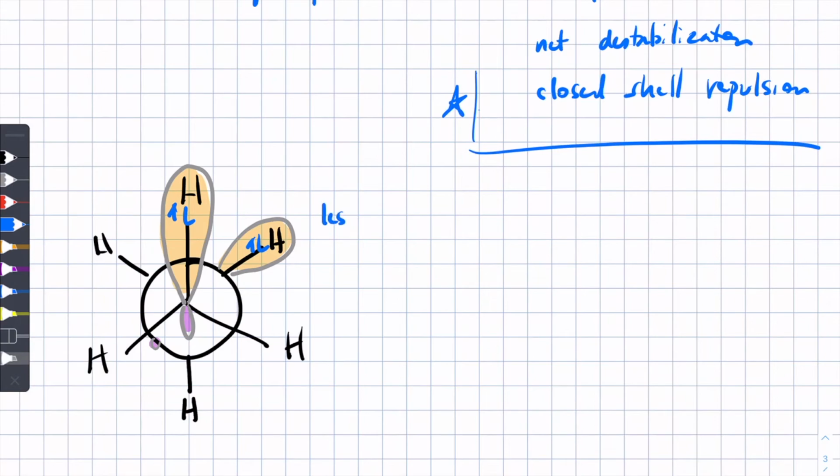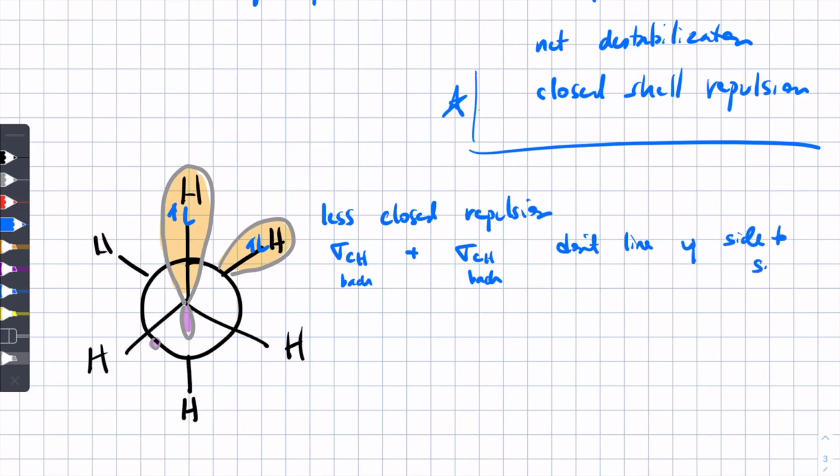And so there is less closed shell repulsion here because the sigma CH on the front and the sigma CH in the back don't line up side to side. You see how it's not exactly in line? You remember how we talked about when you take two p orbitals that are in a pi bond and you twist them 90 degrees with respect to the other, that breaks the bond, it gets rid of the orbital overlap. Orbitals can't mix side to side when they're 90 degrees with respect to each other.